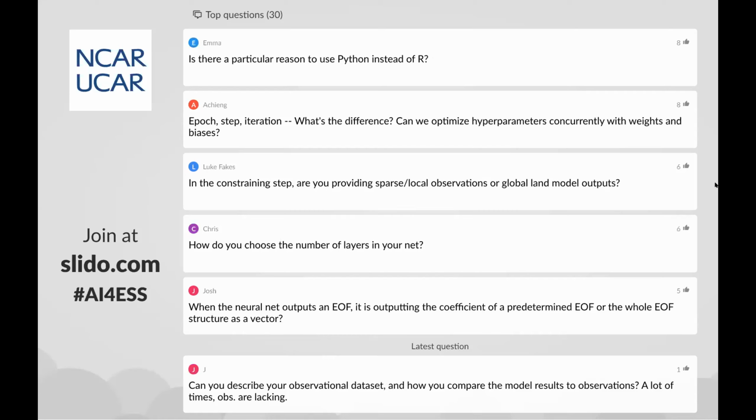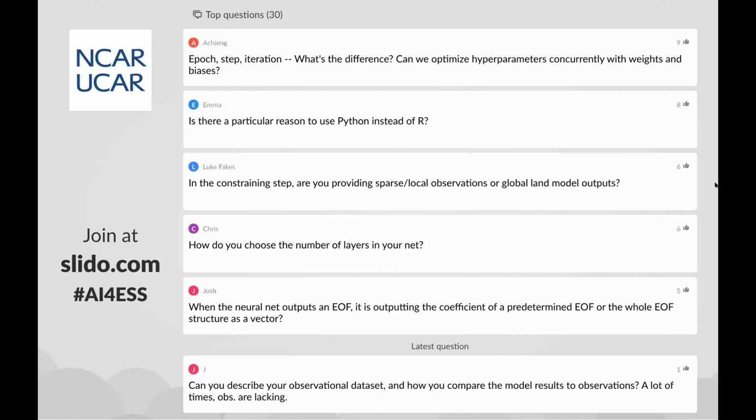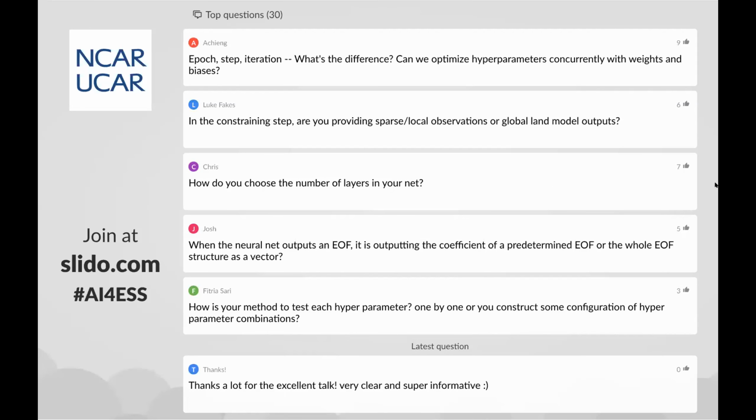Okay, next question from Emma. Is there a particular reason to use Python instead of R? Yeah, it's a good question. I found that, well, again, this is a very personal choice, but I was trying to learn Python at the same time. So I found that this was a good way of sort of forcing myself to learn it better. I also found a lot of code examples in Python and documentation that was helpful to me. So that was my particular reason, but I think we've already discussed that it's definitely possible to do these things in R as well.